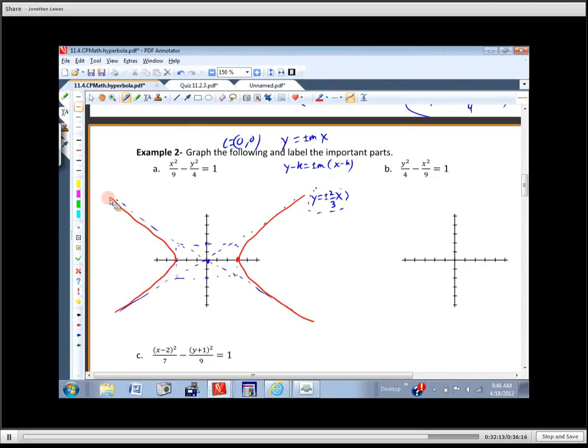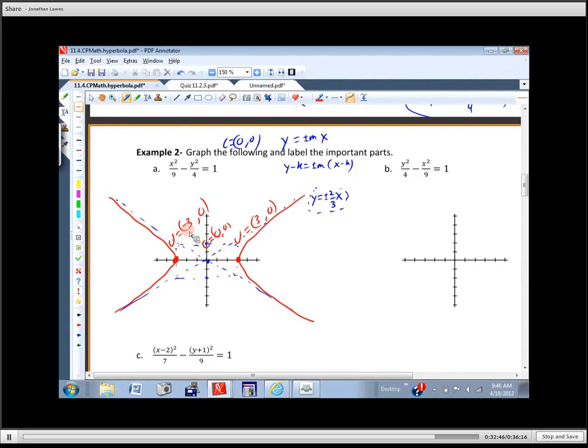There's the hyperbola. Okay, these two points right here, these big red dots, they have a name. What are they called? That's a vertex, and that's a vertex. This is the center. So the center's easy enough to do, and the vertices are easy enough to do. They're all on the x-axis, so they all have a y-coordinate of 0. We went forward 3, so that's going to be positive 3. This is going to be minus 3.